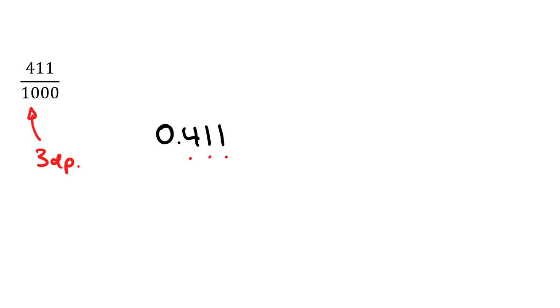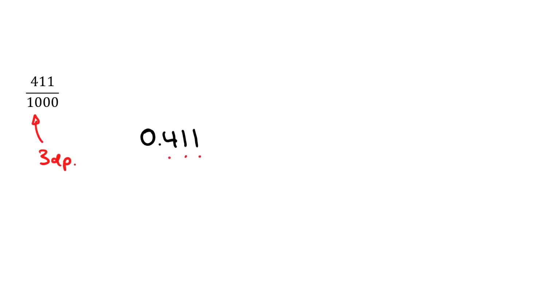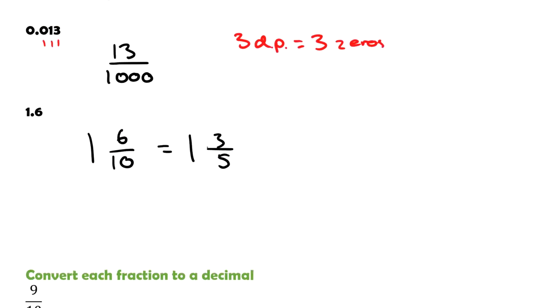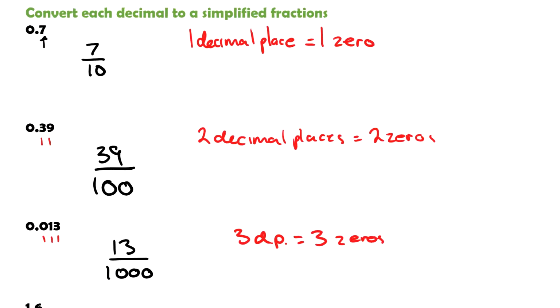So the big thing we got out of this is that the number of zeros matches the number of decimal places when you're going from fractions to decimals. And then up here, the same thing, but vice versa. The number of decimal places equals the number of zeros in the number on the bottom.